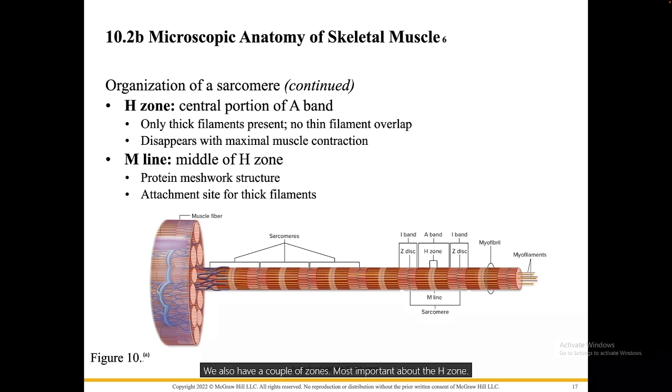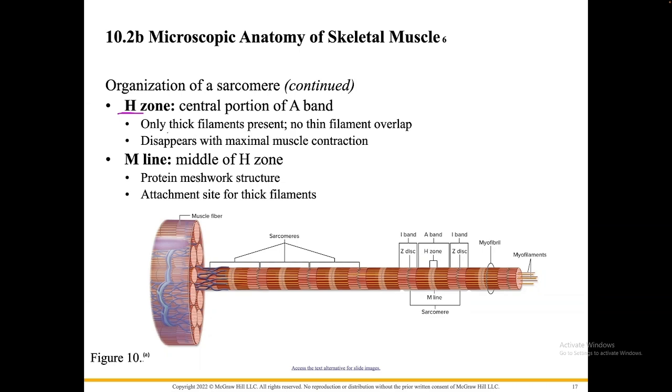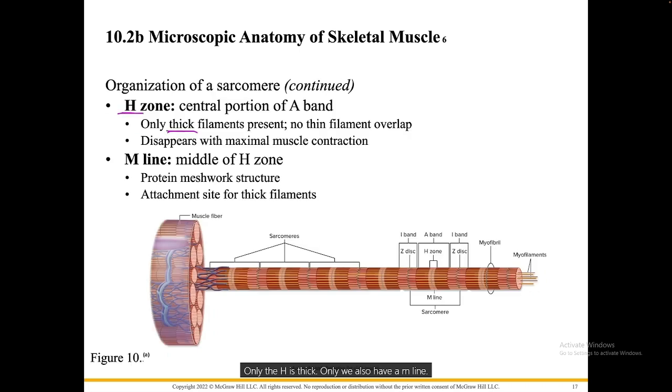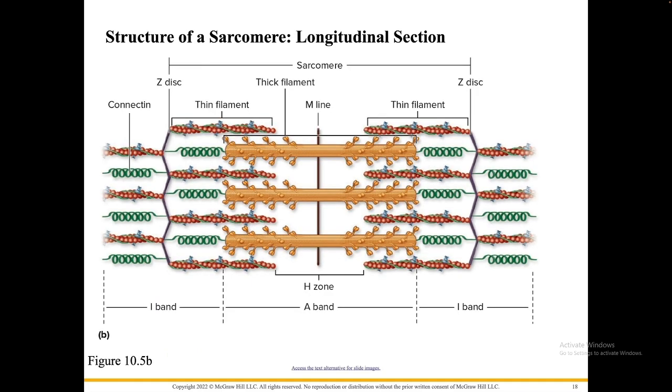We also have a couple of zones. Most important about the H zone, it's thick only. Remember, the I band is thin only, the H is thick only. We also have an M line, and the M line is where the thick filaments attach. So much of this information together here.